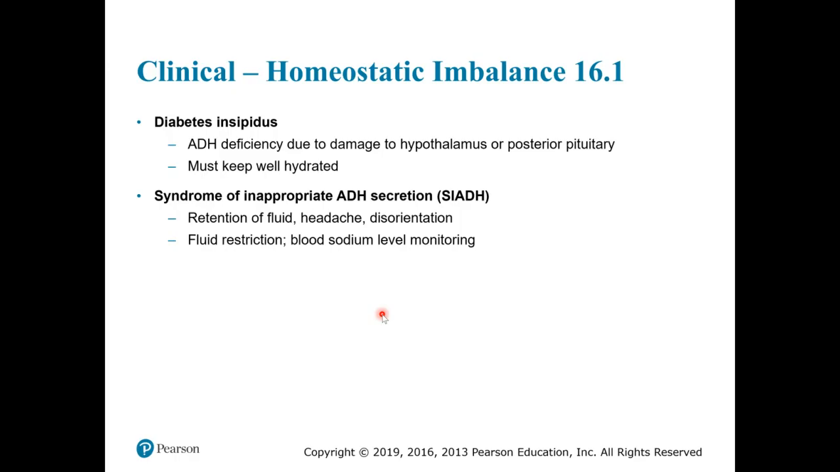And in diabetes insipidus, a deficiency in ADH is most typically caused by damage to the hypothalamus or the posterior pituitary. That can be from a head injury, a brain injury. It could be from something in a surgery that's gone wrong, or the presence of a tumor. Any of these can cause diabetes insipidus. It's pretty rare, only about 20,000 cases a year in the U.S.